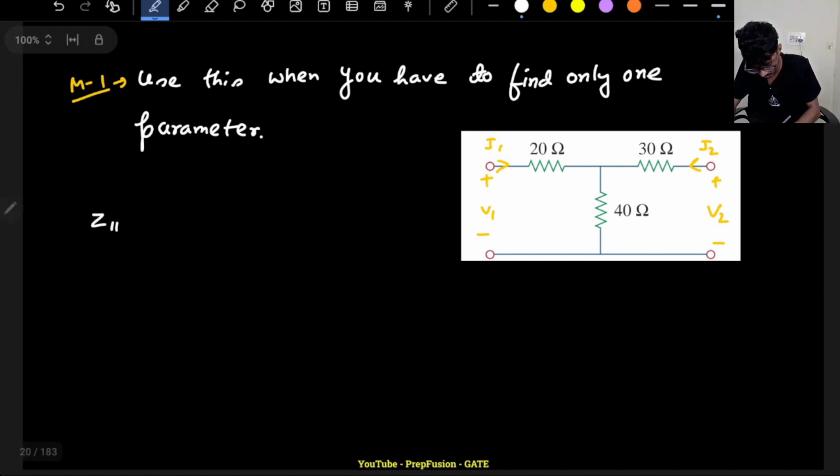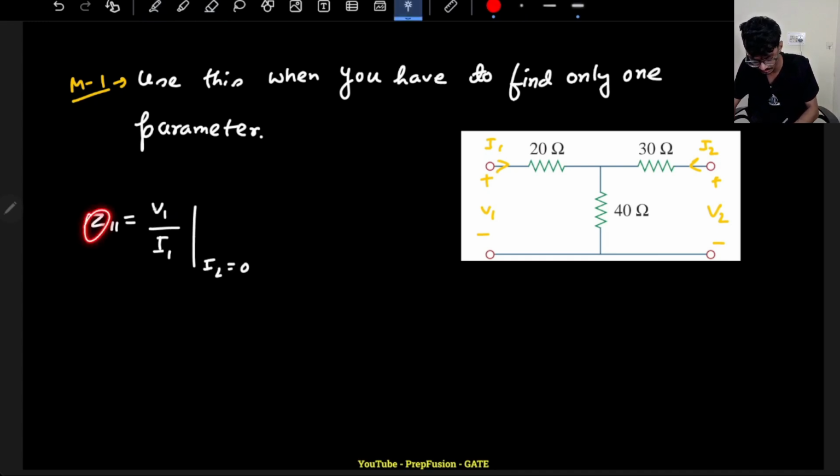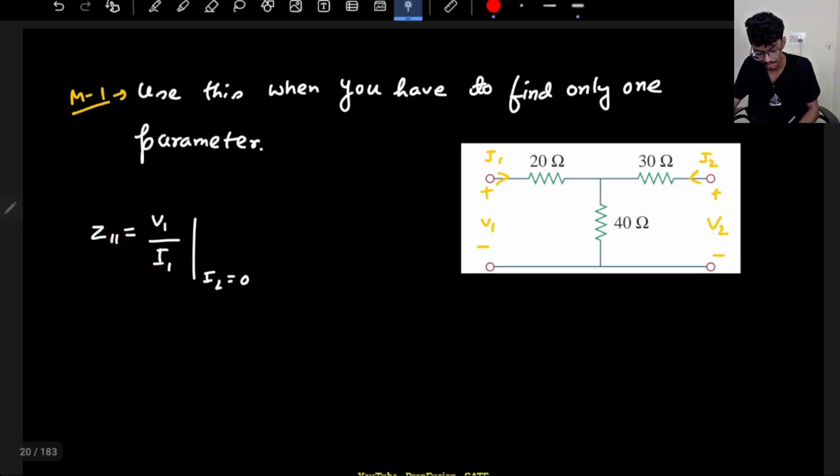Let's say I am finding out Z11. What is Z11? Z11 is V1 by I1 when my I2 is 0. I hope you understand the flow. Z means voltage by current. 1 is for the numerator, this one is for the denominator, and of course I have made here I1. I cannot make I1 equal to 0, so I have to make I2 equal to 0. That means this will be open circuited. If this is open circuited, this current is 0, so the same current will flow through here.